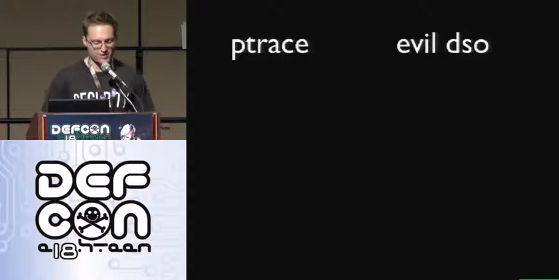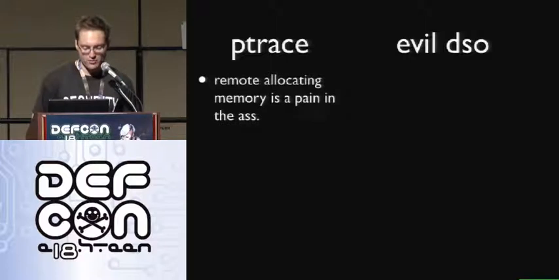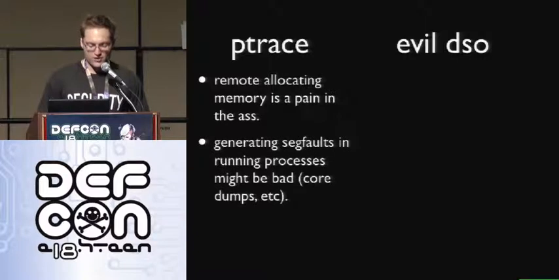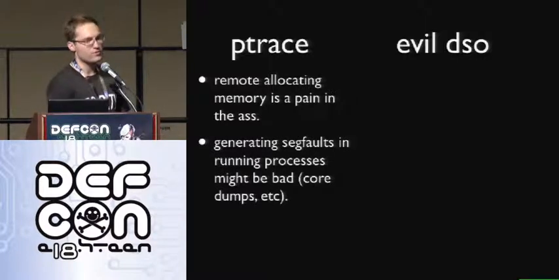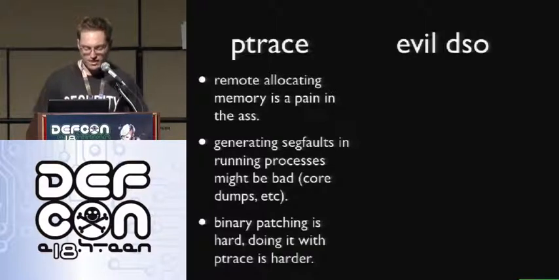But there's a couple downsides. There's downsides to both aspects of the ptrace method and the evil DSO method. Remote allocating memory is a pain in the ass. It's doable, but it's just really painful to do. Generating segfaults in running processes might be bad. Perhaps the system administrator has some alert set up so that if a segfault happens, then they get an email. I have that set up on my boxes, so if I get a segfault, I know that something bad happened. And binary patching in general is hard to do.